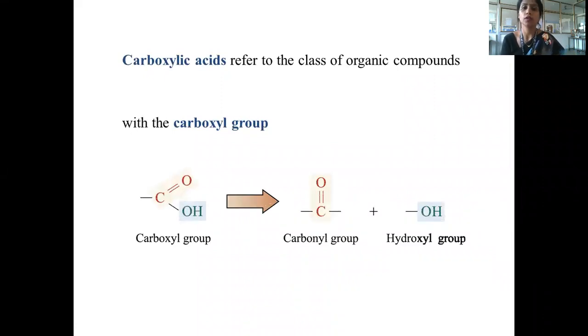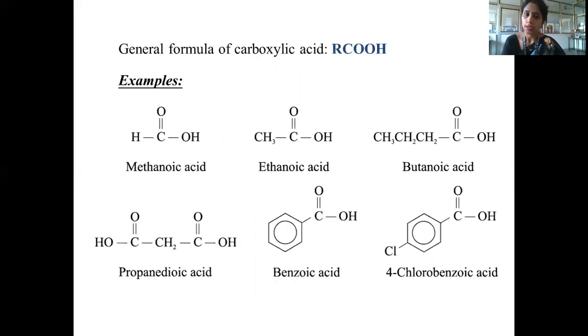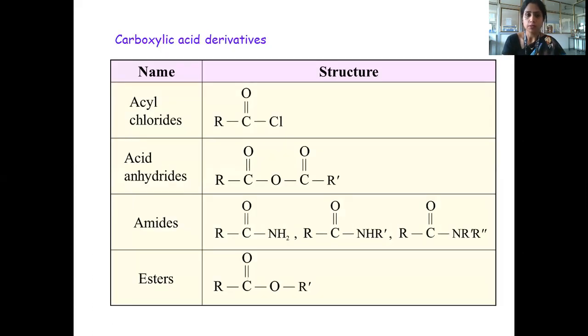So what are carboxylic acids? They refer to the class of organic compounds which have carboxyl group, not carbonyl, but a carboxyl, meaning a carbonyl and a hydroxyl group. General formula is RCOOH, and these are the examples.